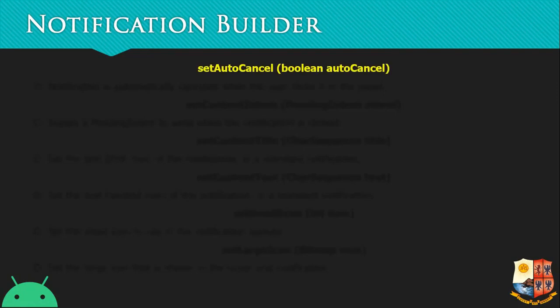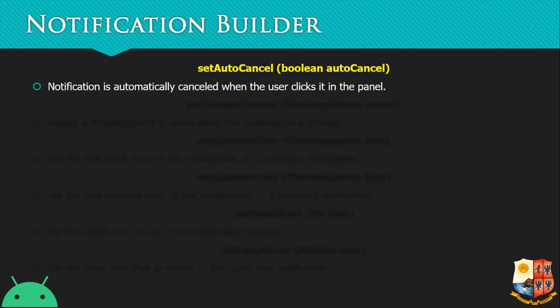Okay, so number one, setAutoCancel. Within brackets, you're supposed to pass a Boolean value. If you say true, if you say false, what will happen? The notification is automatically cancelled when the user clicks it in the panel. If you pass true, auto cancel true, yes.